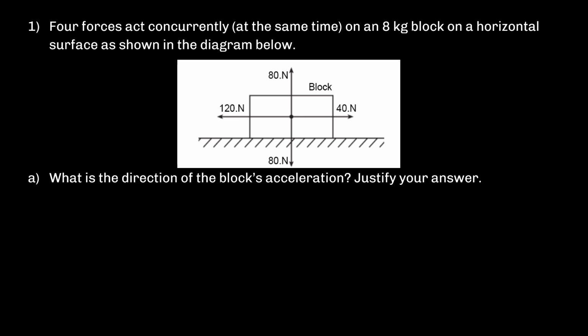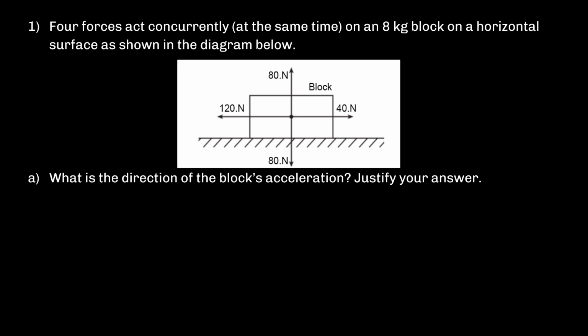So for this situation, we have four forces that act concurrently at the same time on an 8 kilogram block on a horizontal surface as shown in the diagram below. The reason why it is 8 kilograms: we have here an 80 Newton force going downwards. I know that's going to be my weight, or Fg. I know Fg is equal to mg from earlier in the unit. I then can do 80 newtons divided by g, which we use as 10 newtons per kilogram, and end up with my 8 kilogram block there.